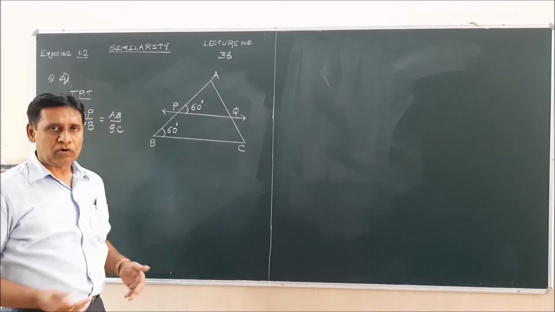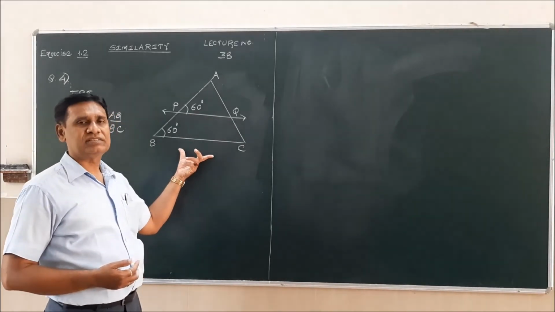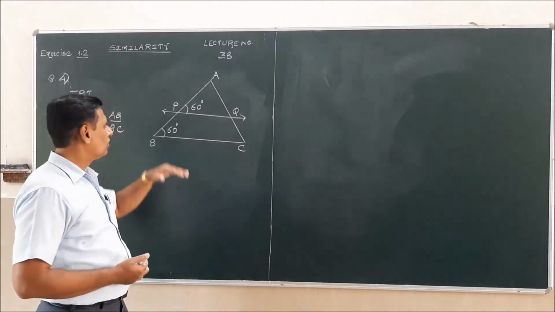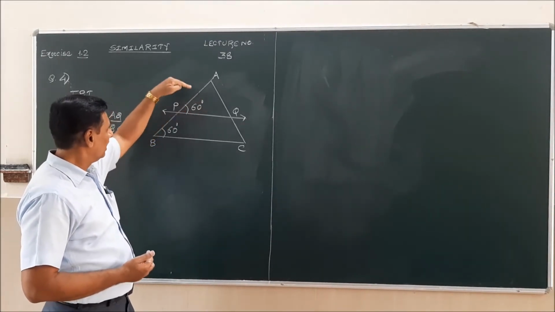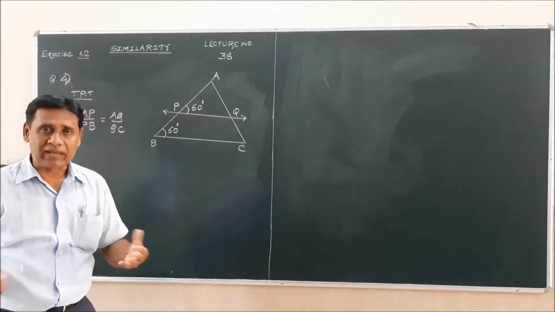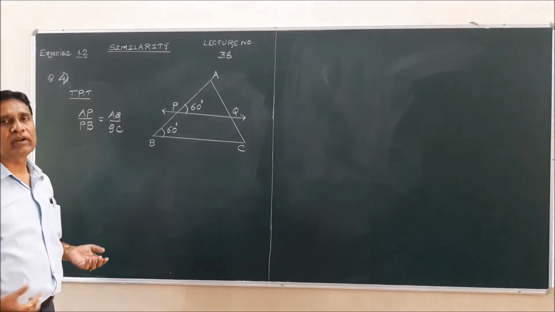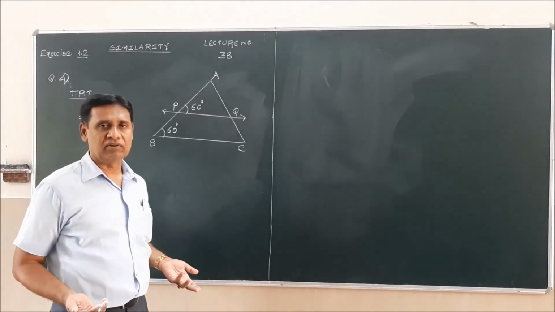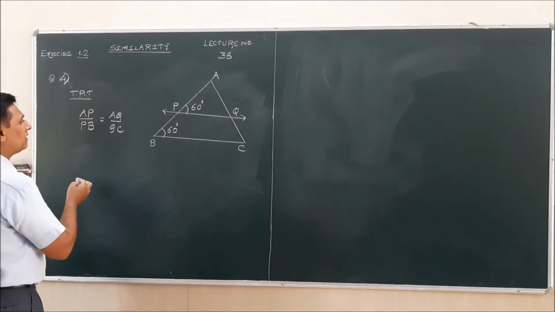So what is our aim now? Our first step is to prove that PQ is parallel to BC. And it is very easy because you will notice one thing, that angle APQ is 60 and angle ABC is 60. What types of angles are these? These are corresponding angles. And if corresponding angles are congruent, naturally you will find lines are parallel. So we are mentioning triangle ABC.